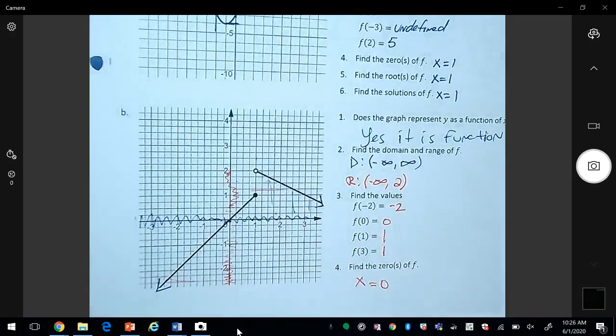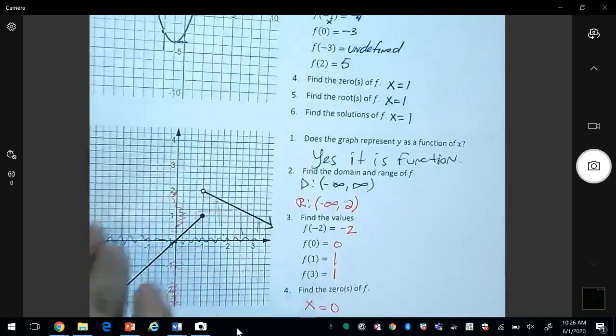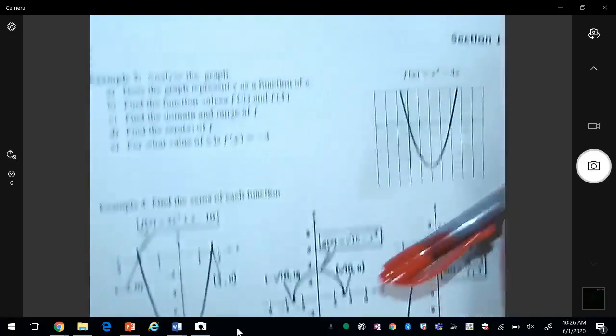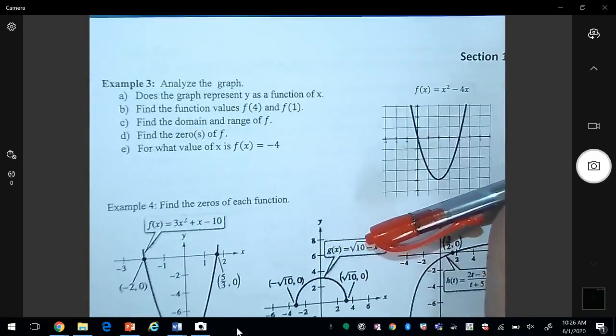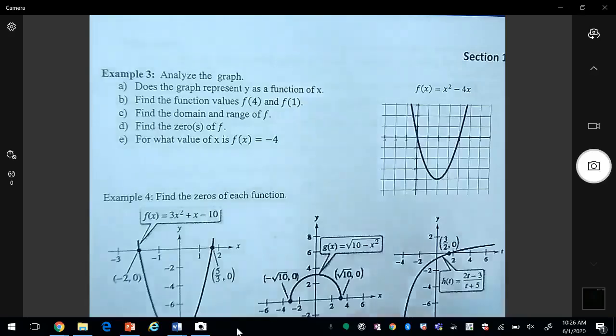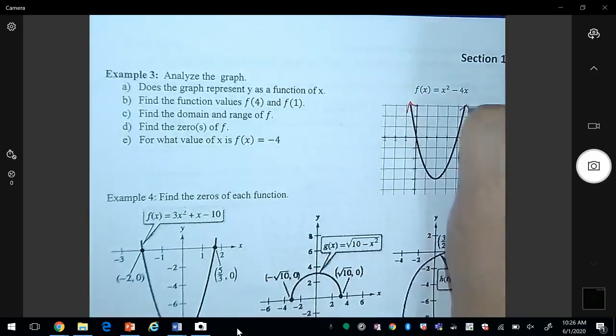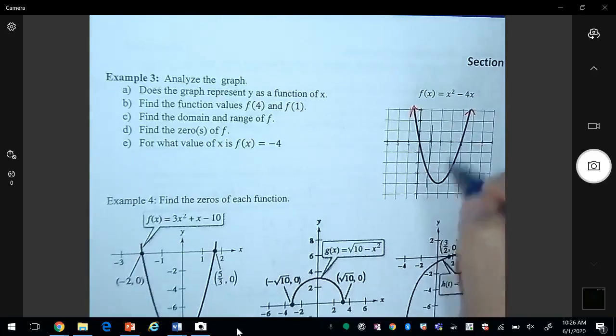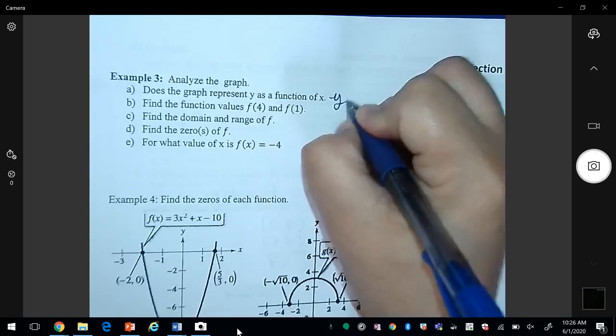Okay, so now we're going to look at another example. Example 3. Does the graph represent y as a function? Let me go ahead and add my arrows here. If I use the vertical line test, then it does. So I'm going to say yes.